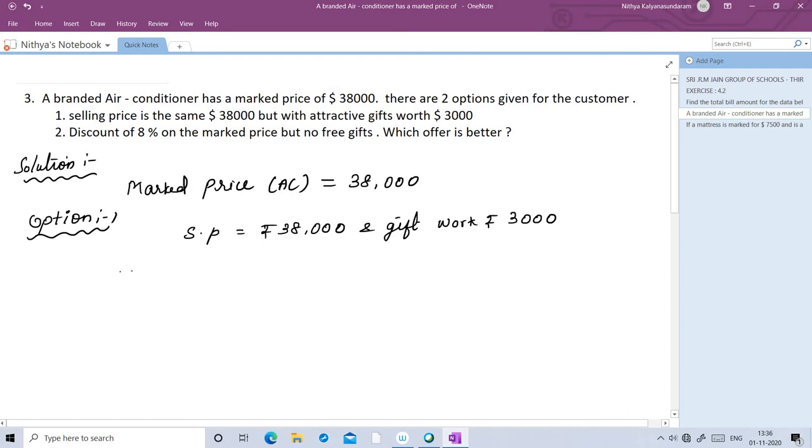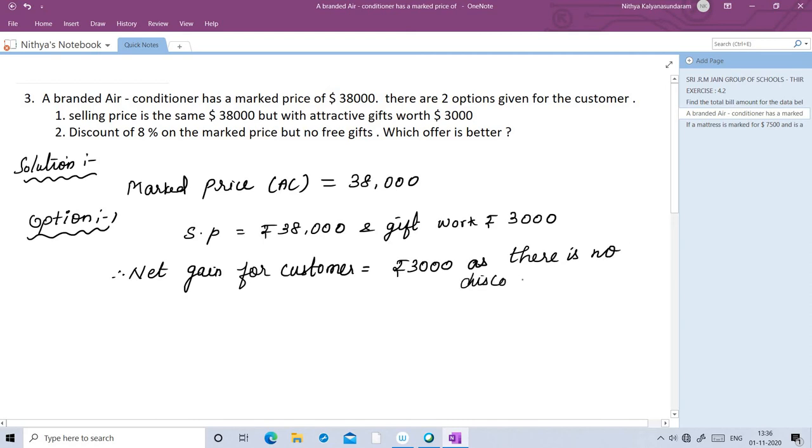Therefore, the net gain for the customer is equal to rupees 3,000, as there is no discount on the AC. So this is for option 1.